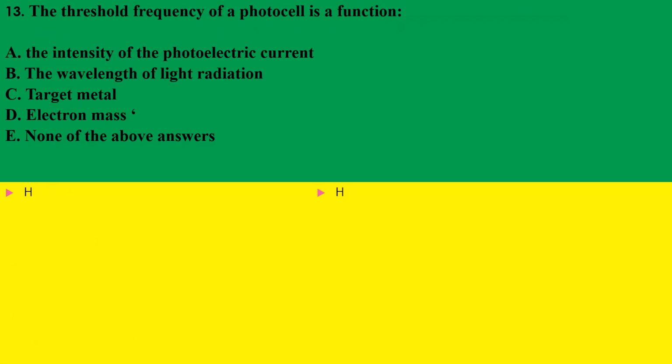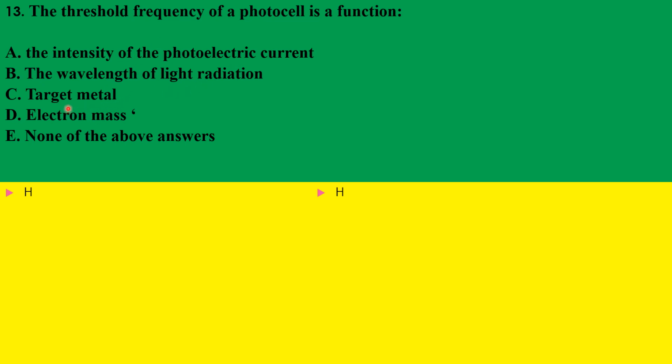The threshold frequency of a photocell is a function of the intensity of the photoelectric current? Wrong. The intensity is a function of the intensity of the incident radiation, which is basically the number of photons interacting with the metal surface per unit time. B is the wavelength of light radiation. The wavelength of light radiation is a function of the kinetic energy of the photoelectrons, damn it. All right, so C says target metal.